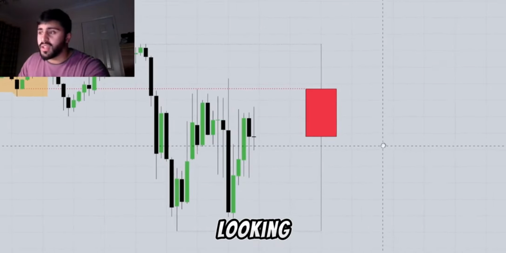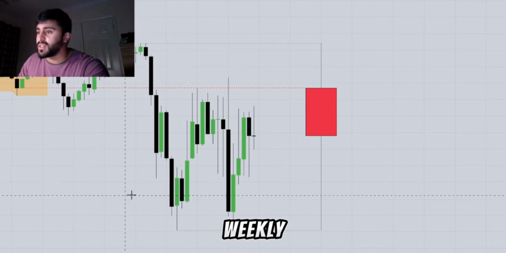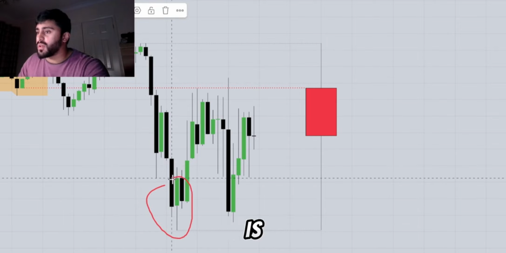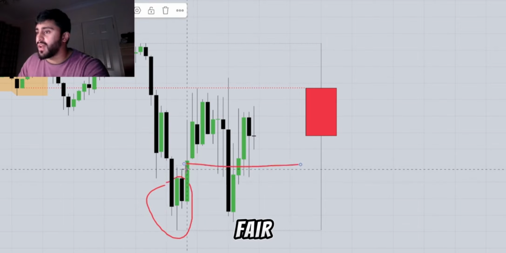Now the third thing is we're looking at, of course, the power of three on the daily time frame, right? Now again, it's the same concept as the weekly time frame. This region over here is below the daily opening, and we're going to be focusing on this region over here because we have a fair value gap over here, right?